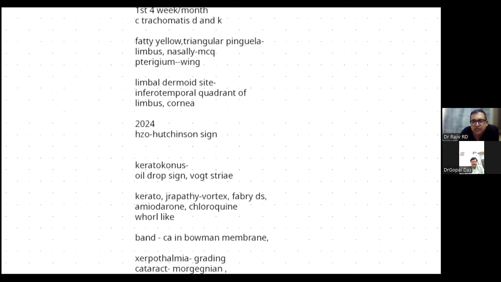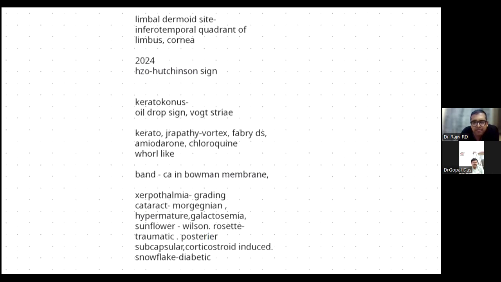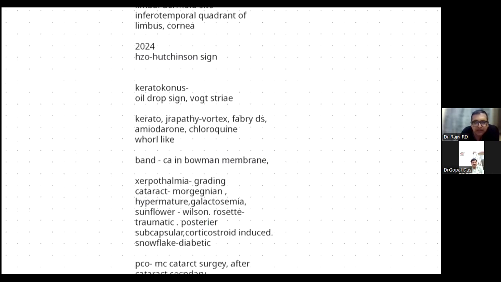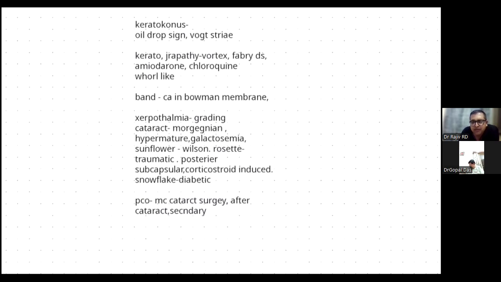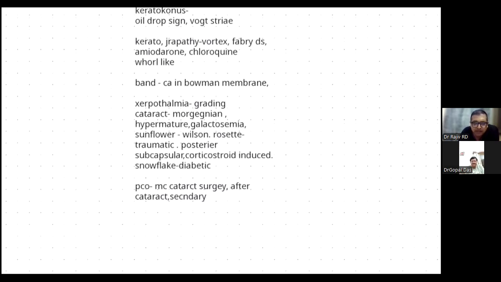There is keratoconus, with the oil drop sign and Vogt's striae. There is vortex keratopathy in Fabry disease, amiodarone, and chloroquine also. There are many other drugs which cause vortex keratopathy. There is band keratopathy, calcium deposition in the Bowman membrane. There is grading of xerophthalmia, vitamin A. XN is night blindness, the early manifestation.